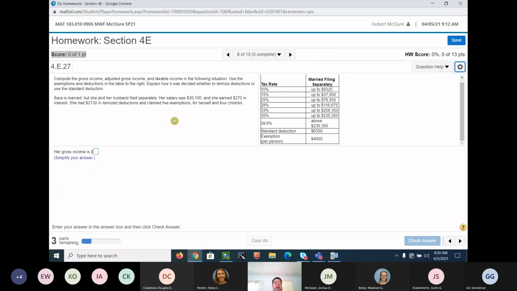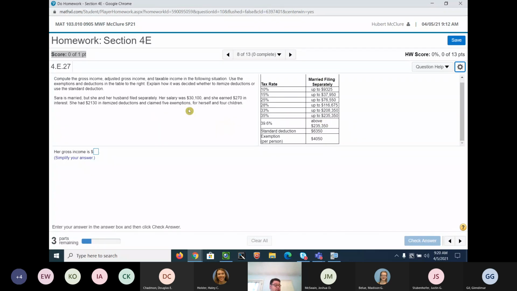Compute the gross income, adjusted gross income, and taxable income in the following situation. Use the exemptions and deductions in the table to the right. Explain how it's decided whether to itemize deductions or use the standard deduction. Sarah is married, but she and her husband file separately. Okay, so that's that column right there.